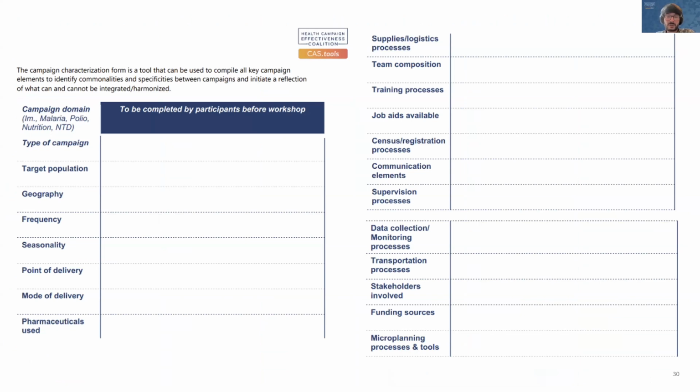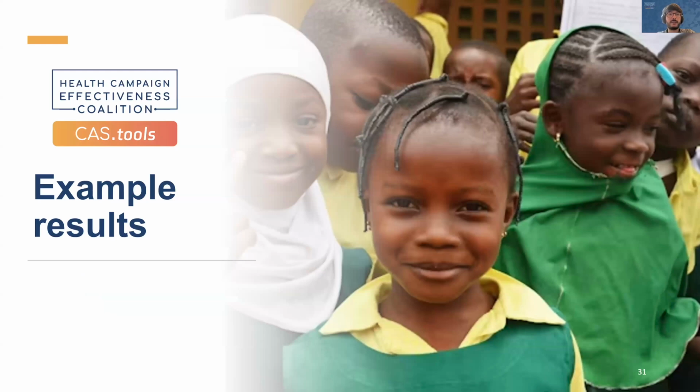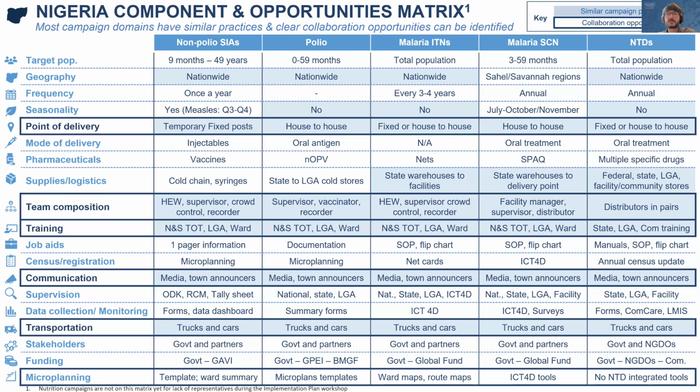And I won't spend too much time because it is quite straightforward, but I will get into how it has been used in both our focus countries, so Nigeria and Ethiopia, and what that has led to. Here, in this opportunities matrix from Nigeria, you can see that most campaign domains, such as polio, malaria, and TDs, have modalities like delivery points, team composition, and training that have similar practices, and where collaboration and integration can be considered and potentially take place.